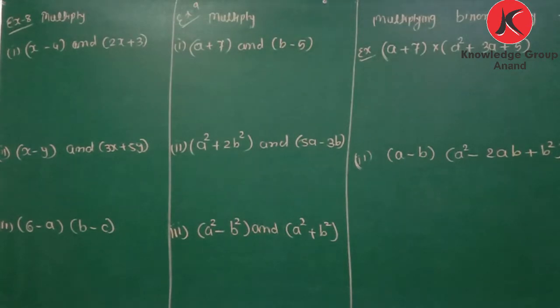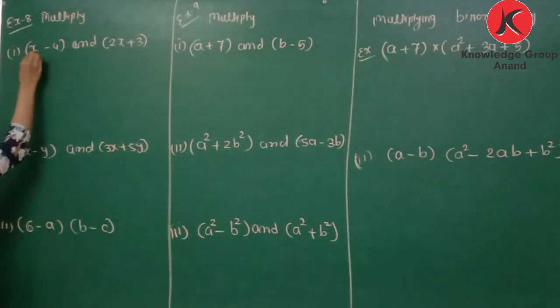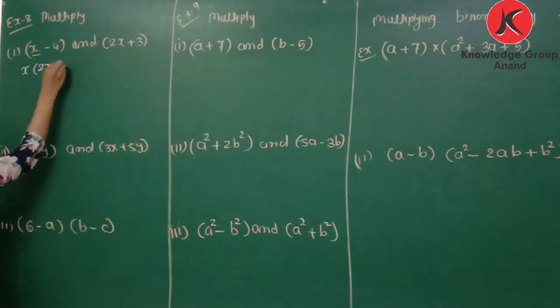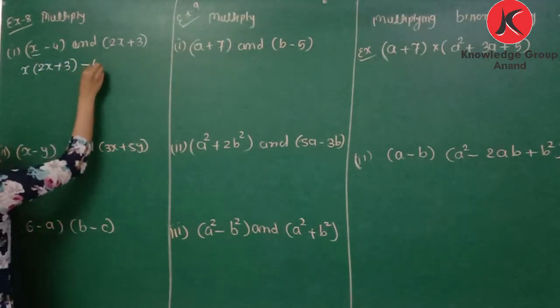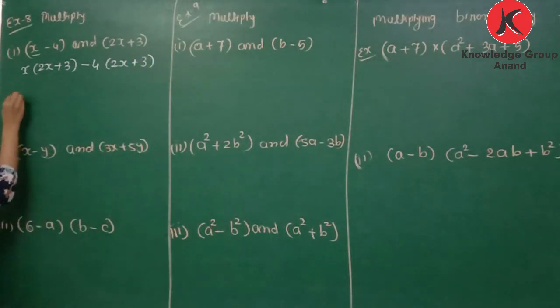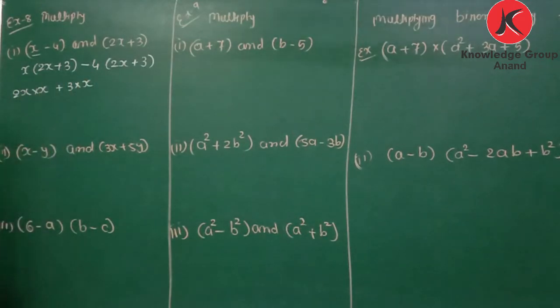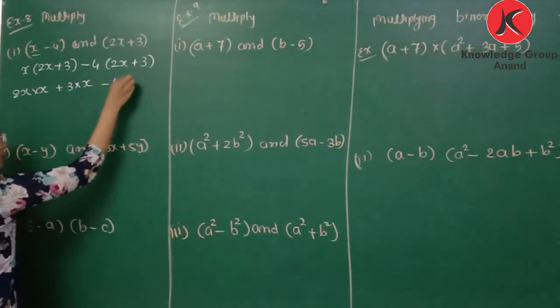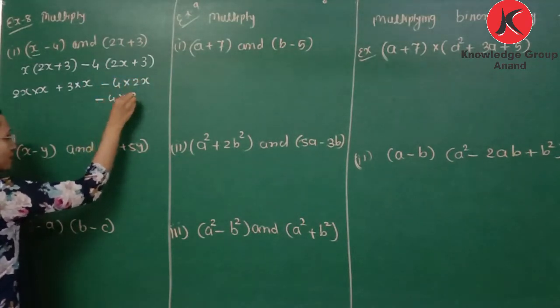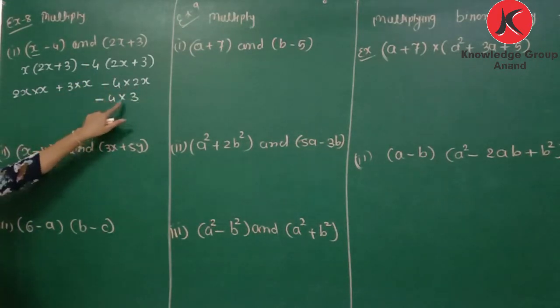Now let's solve the example given in your textbook. Example A. Multiply first x minus 4 and 2x plus 3. So here what you need to do? First x is multiplied with 2x plus 3 and minus 4 is multiplied with 2x plus 3. Okay. Now open the bracket, that is x multiplied with 2x plus x multiplied with 3. Now minus 4 is multiplied with 2x and minus 4 is multiplied with 3. Here the sign of 4 is minus, so we write minus 4 multiplied by 2x, minus 4 multiplied by 3.